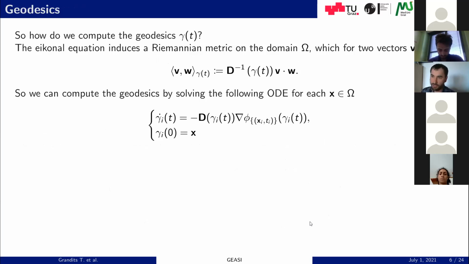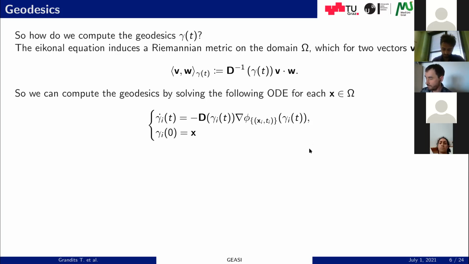So the last question is actually, how do you compute the geodesics? And you can have a simple observation that the Riemannian metric D actually imposes a new scalar product on the domain, which is also given by this equation. But the important takeaway message is here, you can simply pose this simple ODE for each point on the domain or for each point where you want to compute the variation with respect to and solve this.